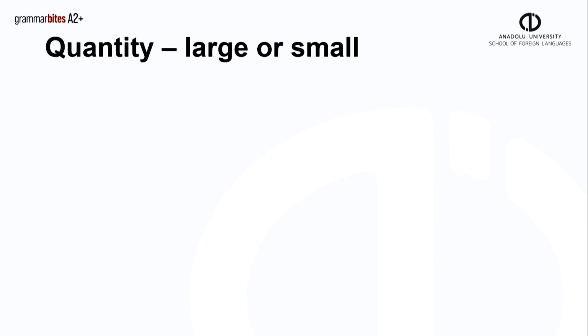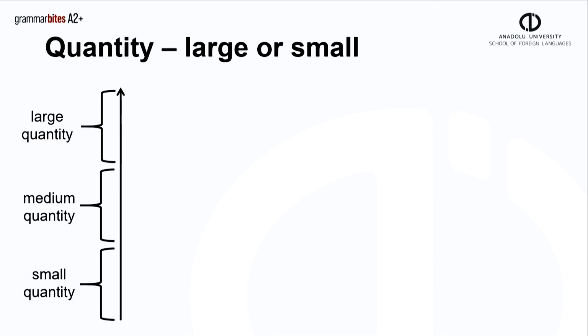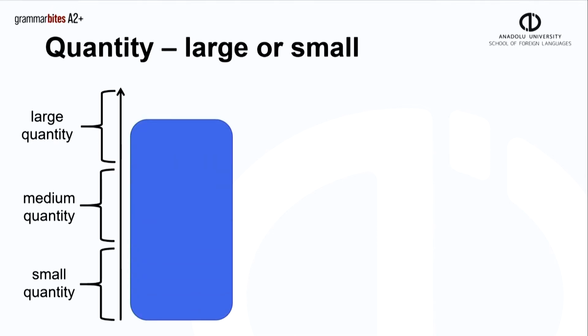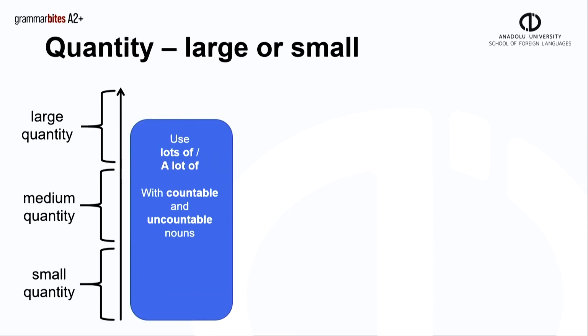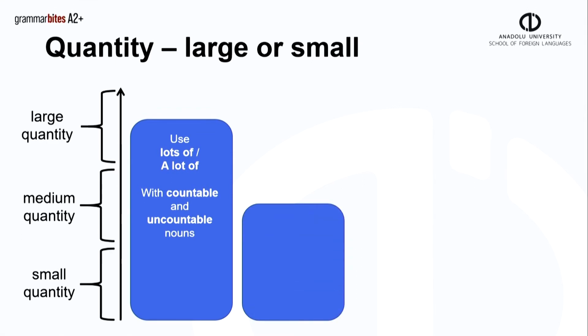To talk about quantity, how much of something we can have, we can use different quantifiers to describe a small, medium, or large quantity. For a large quantity, we can use lots of or a lot of with countable and uncountable nouns. For a medium quantity, we can use some, again with countable or uncountable nouns.